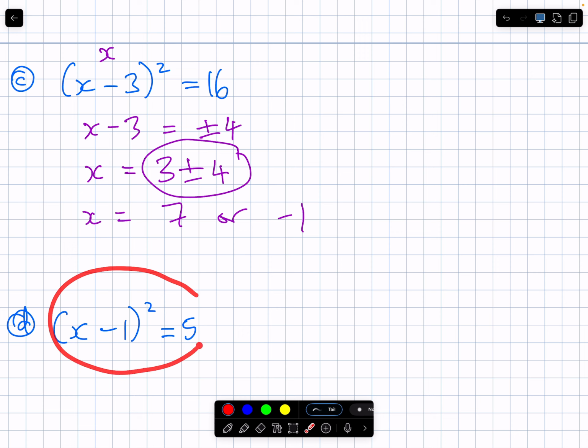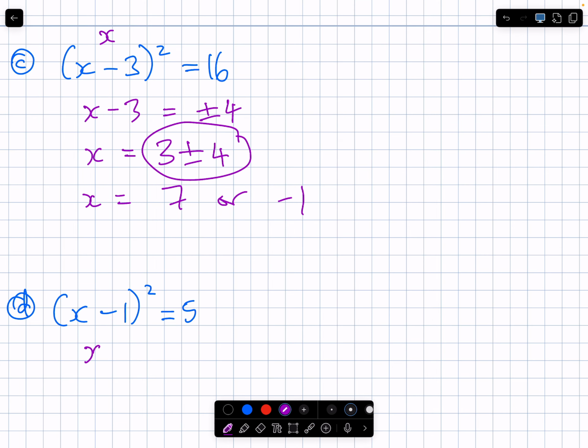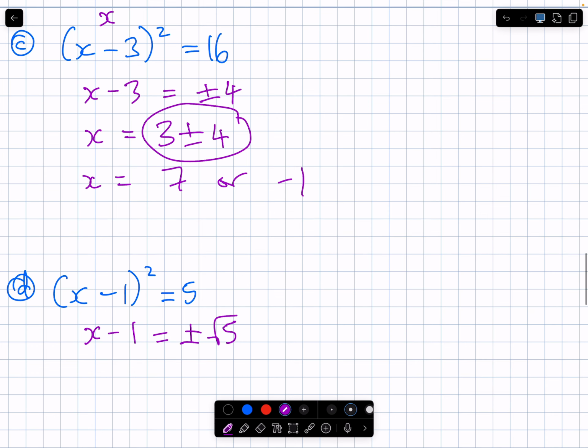Is this situation similar to C above? Does it look the same? What's the opposite of squaring something? Square root. But is there a nice square root of 5? No. So you're going to write plus or minus root of 5. What's the opposite of taking 1 from the left-hand side? Adding it. So x is going to be 1 plus or minus root 5.